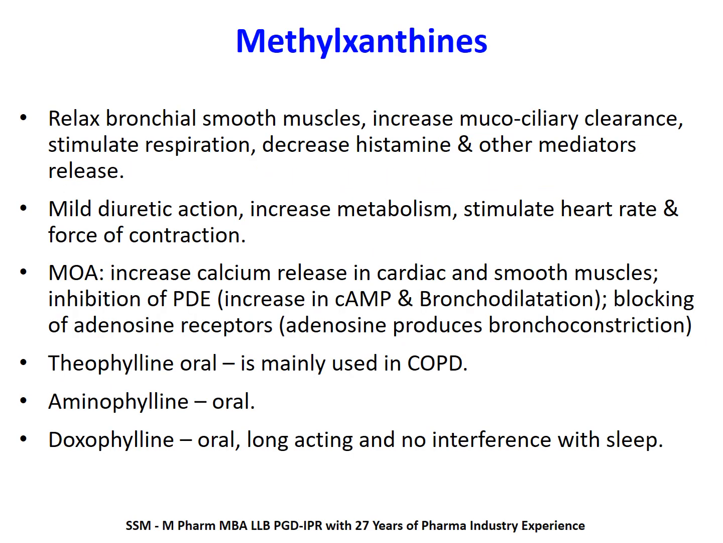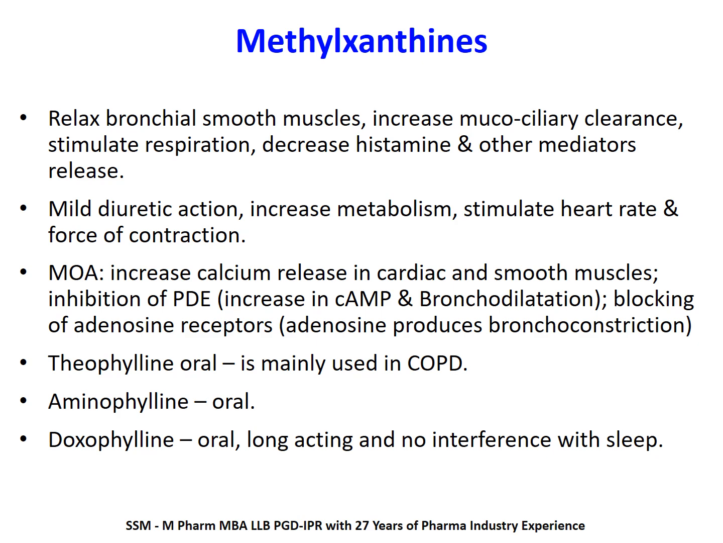The next category is methylxanthines. They relax bronchial smooth muscles, increase mucociliary clearance, stimulate respiration, and decrease histamine and other mediator release. They also have a mild diuretic action. They also increase metabolism and stimulate heart rate and force of contraction, and because of these actions, they may have side effects when used in asthma or COPD.